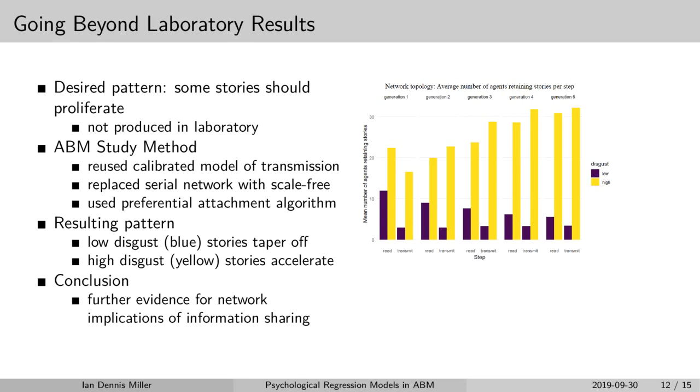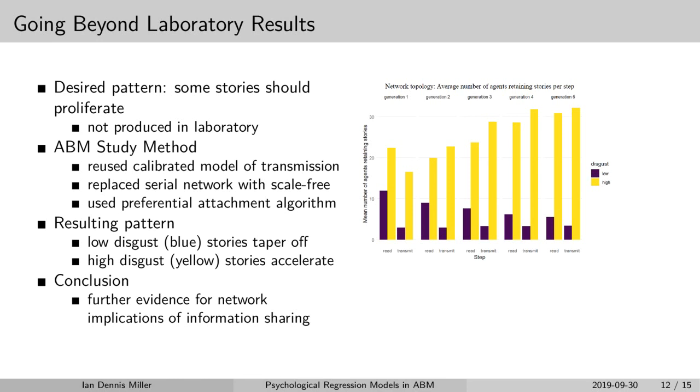What you see depicted here is the pattern of results. The low disgust stories, the blue bars, taper off as stories are shared farther and farther, and the disgusting stories, the yellow ones, are shared at an accelerating rate. This is further evidence for the network implications of information sharing. By changing the network and nothing else, I was able to produce the pattern of results that we wanted to see.